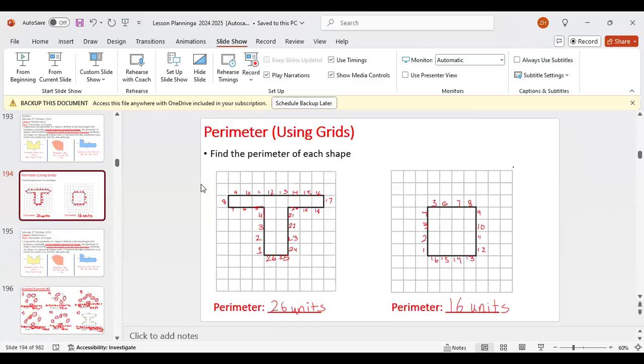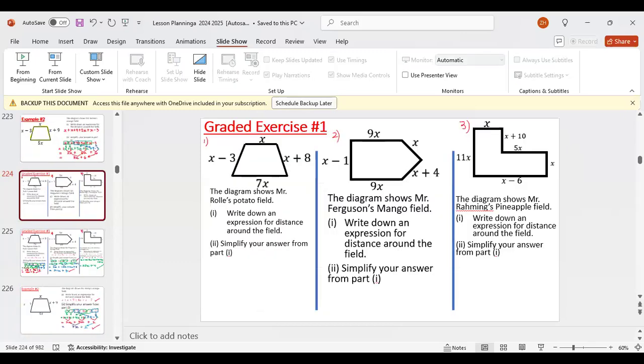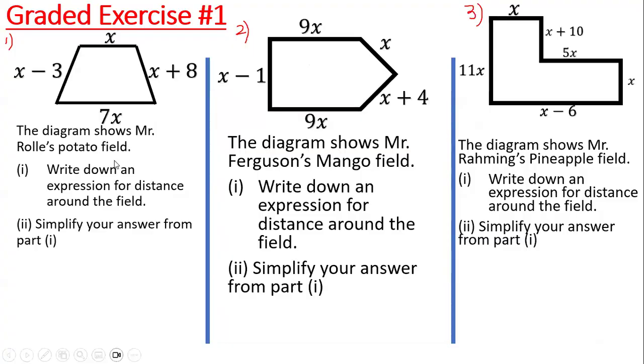Okay, let's move on. Make sure your mic is muted. Quickly, I need you to put your answer inside the chat. Let's just do number one. We only have enough time to do number one. Put inside the chat the expression for the distance around the field, and then simplify it.